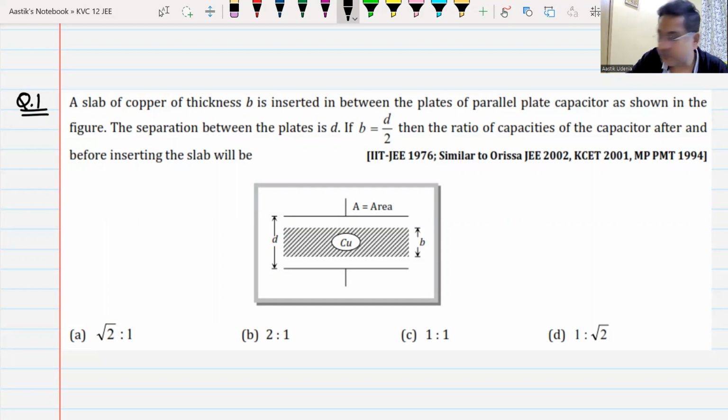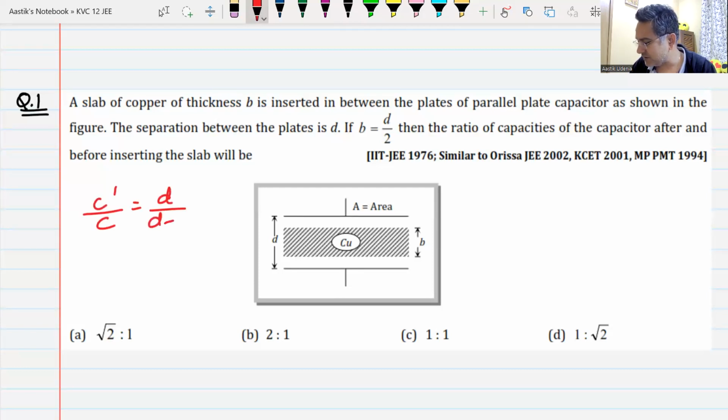Option B is correct, sir. How did we get the answer, sir? C dash by C equals D by D minus t, so C dash by C will be equal to D by D minus D by t, and t here is D by 2. So you just put the values and you will end up with the answer.